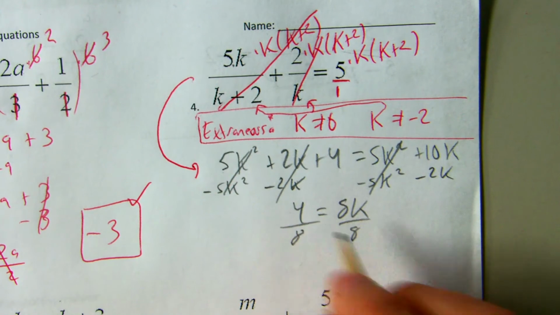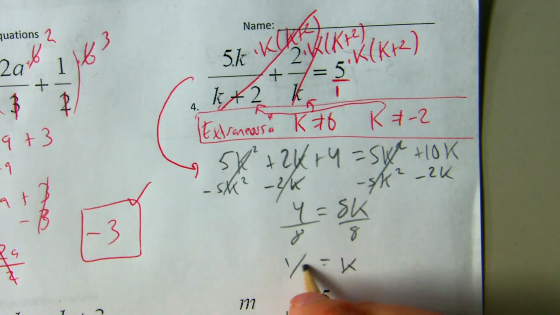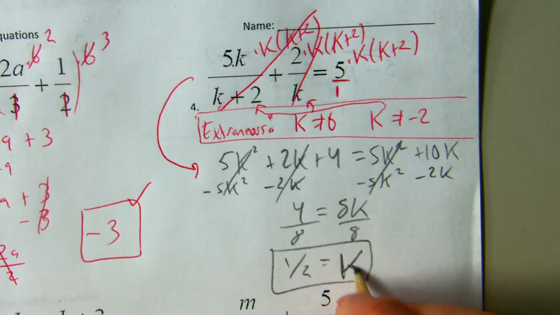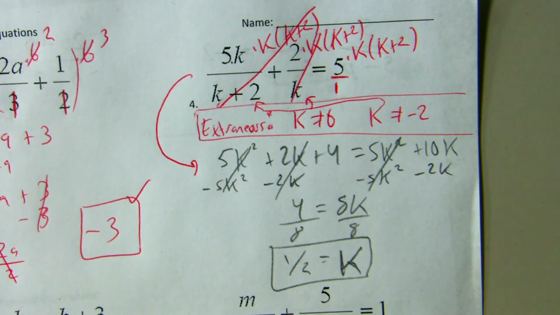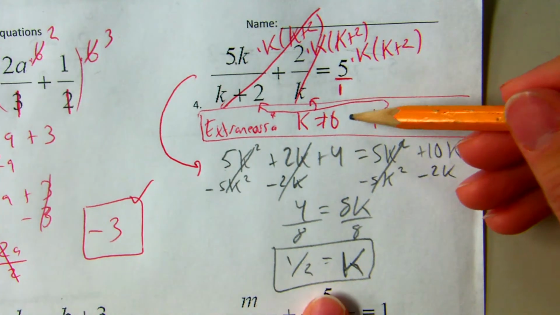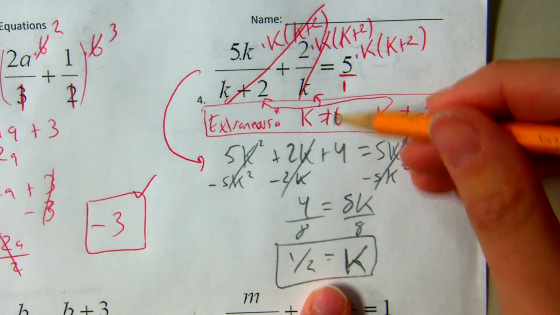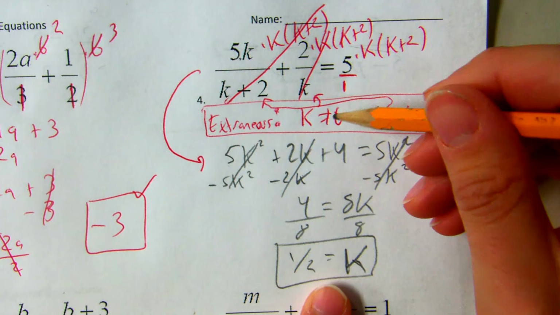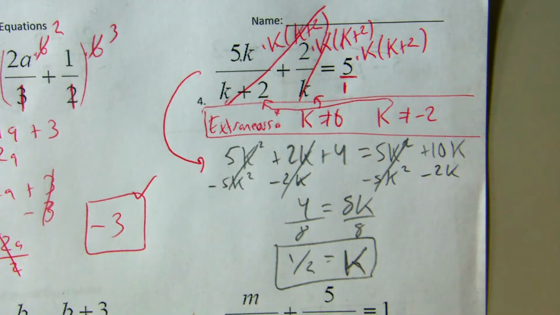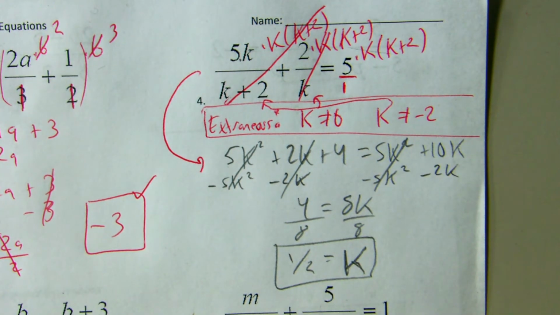And then a step or two later, looks like we get k as a half. Now, I had to think about this before I circle my answer though. Regardless of what this says, if I got k equals 0 or k equals -2, I could not have included those answers. They would not solve the original equation.